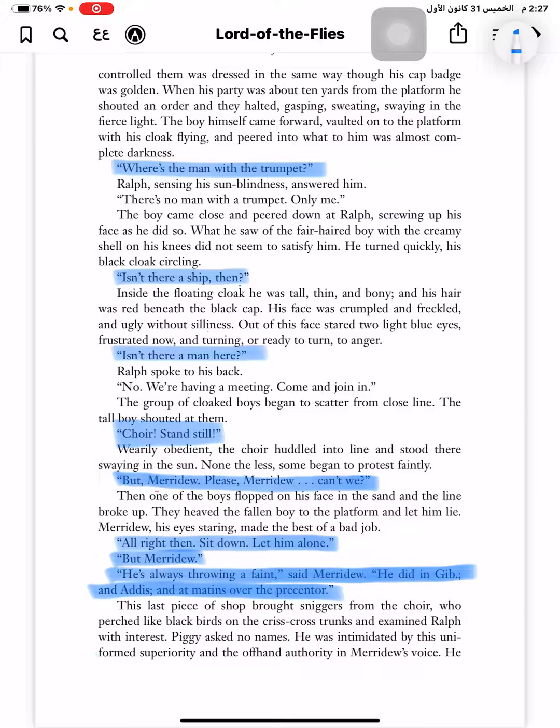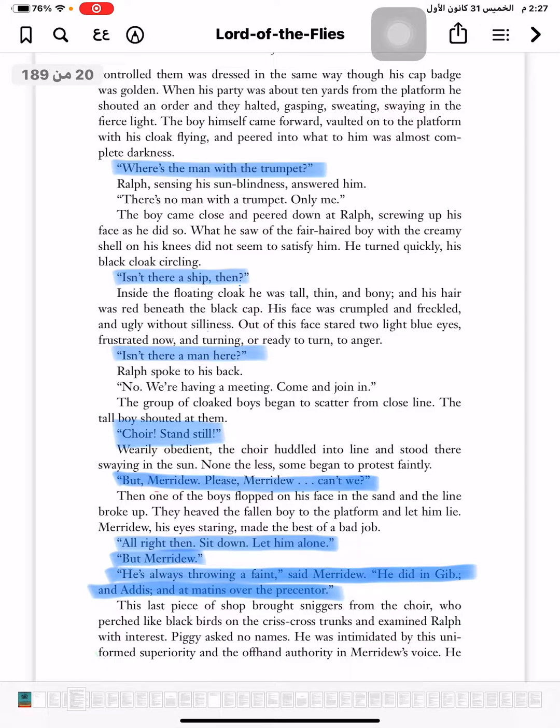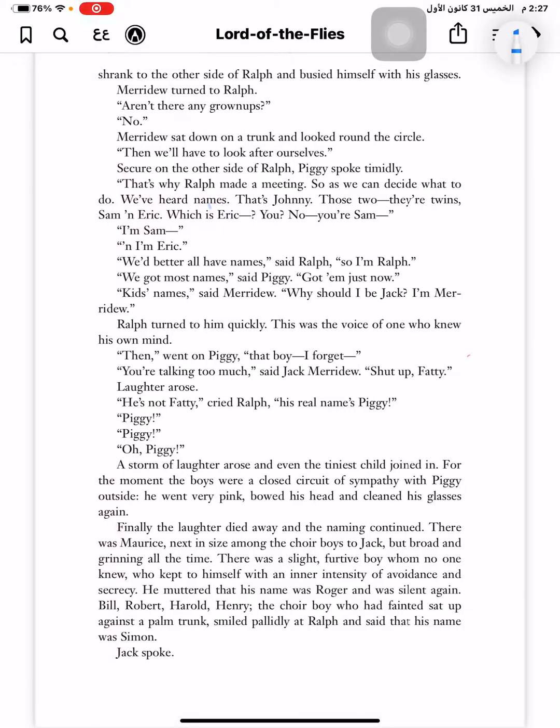He doesn't pay any attention to that boy who fainted, and now he wants to keep his power over the other boys in order to show to all other boys that he is really more powerful than everyone in this spot. He repeated his question now to Ralph once again. "Aren't there any grown-ups?" Ralph answered with no. "Then we'll have to look after ourselves." So this is the first point of civilization on the part of Jack, that looking after themselves on the island is really good.